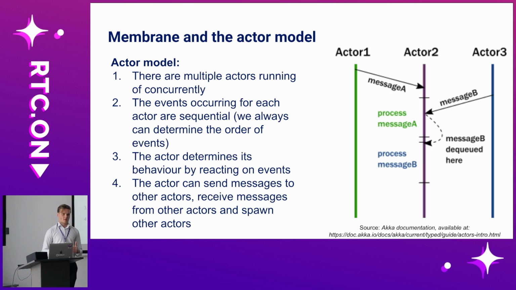When we consider events that happen for a particular actor, we can determine their order. That's not necessarily true when it comes to events that happen among different actors. Another thing is that actors can also determine their behavior as a way to react to events. And also actors can send messages to each other, so they can communicate, and an actor is allowed to spawn other actors. So how can we use this concurrency model to model media processing?